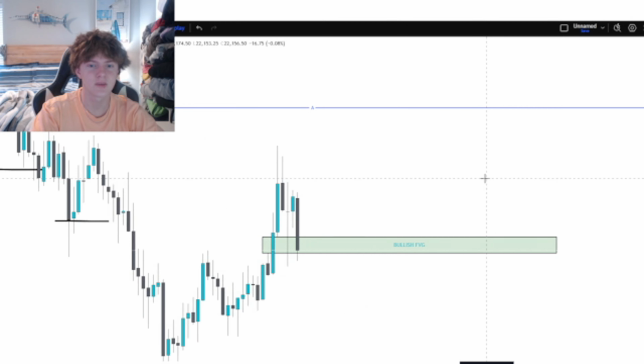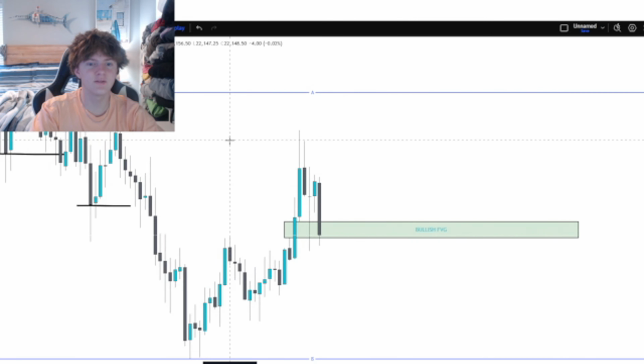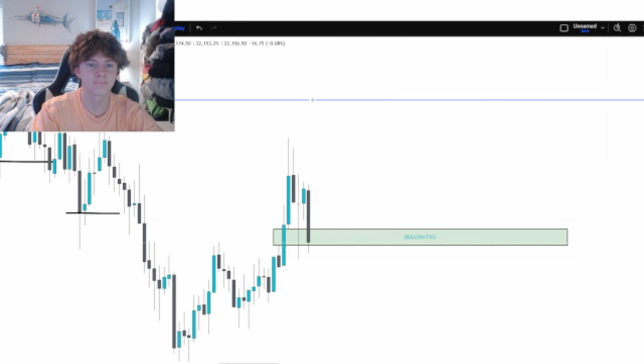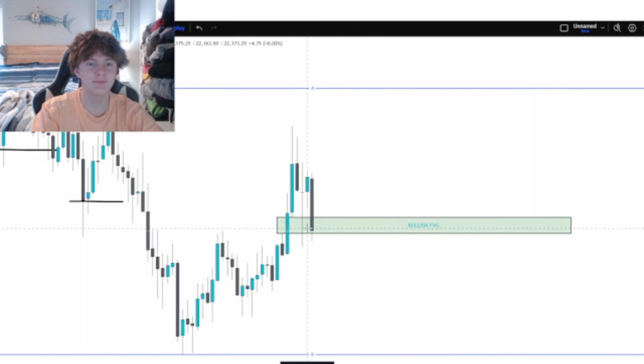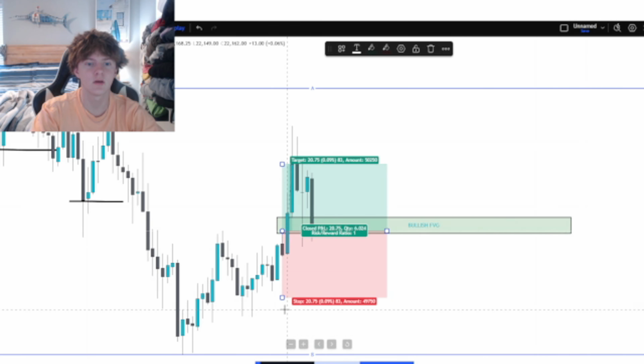Sorry guys, my mom. Price tapped into this bullish fair value gap here. Now, once price taps into this after we inversed, giving us bullish signals, we can enter a long position here.